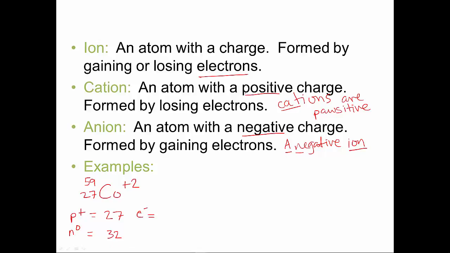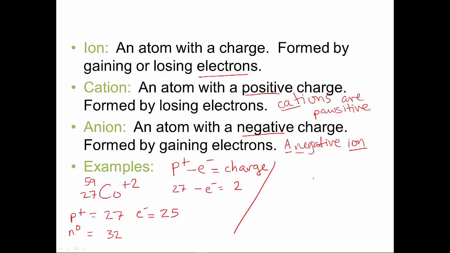Now for the electrons, we've got to look at the charge. We have a cation because it's positive, which means we've lost electrons. Here's one way I remember to do this. I take the protons minus the electrons, and this equals the charge. So if I have 27 protons and a charge of 2, then how many electrons must we have? Hopefully you said 25, and that would be correct.